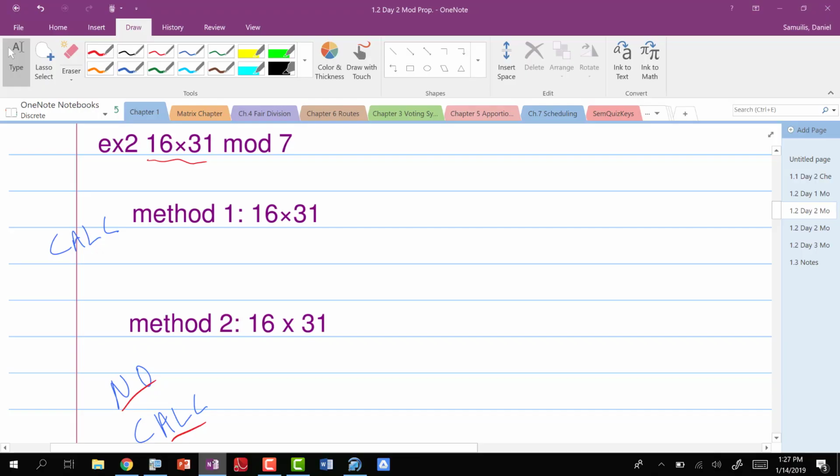I love this. Okay, so mod... I don't want you to write that rule down because it's confusing. So no. Sorry. Rejected by Mr. Samulus.